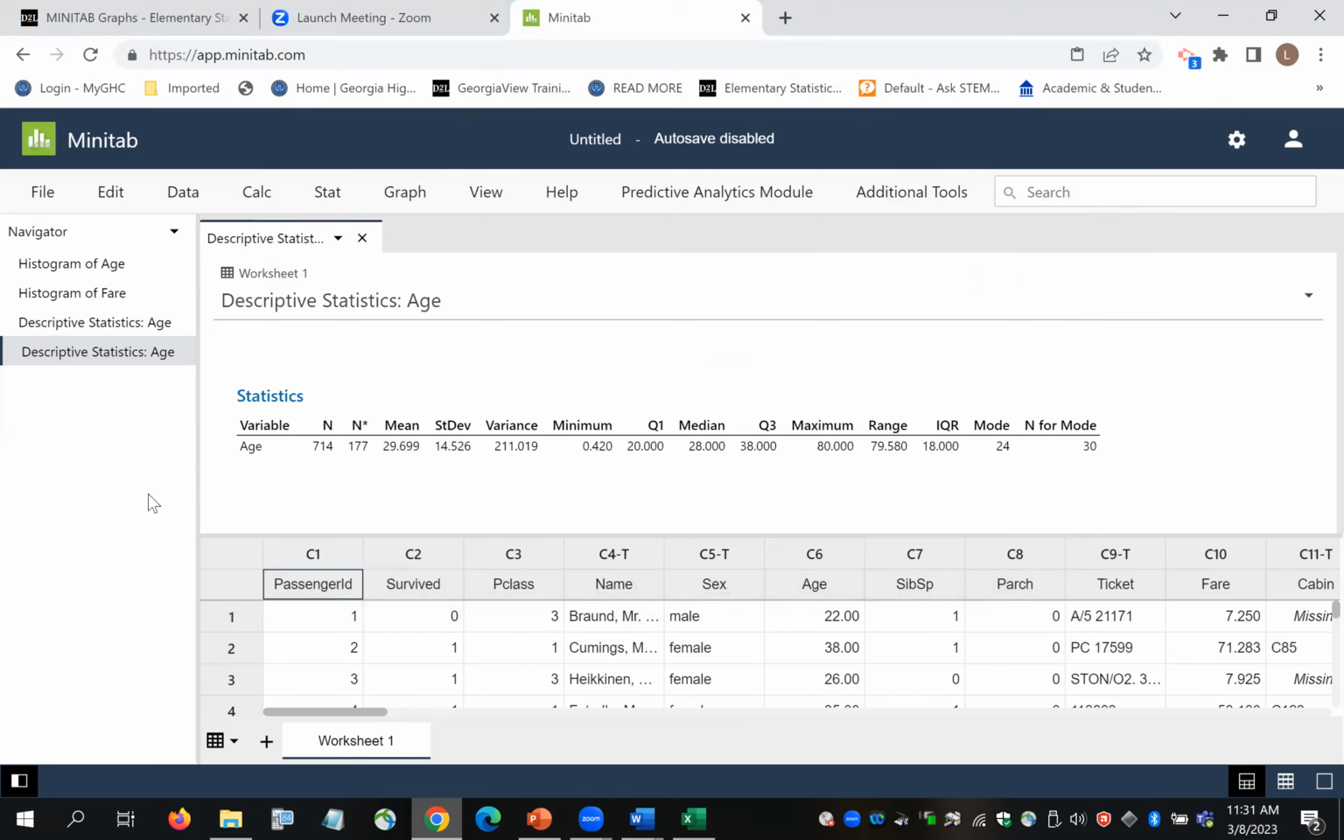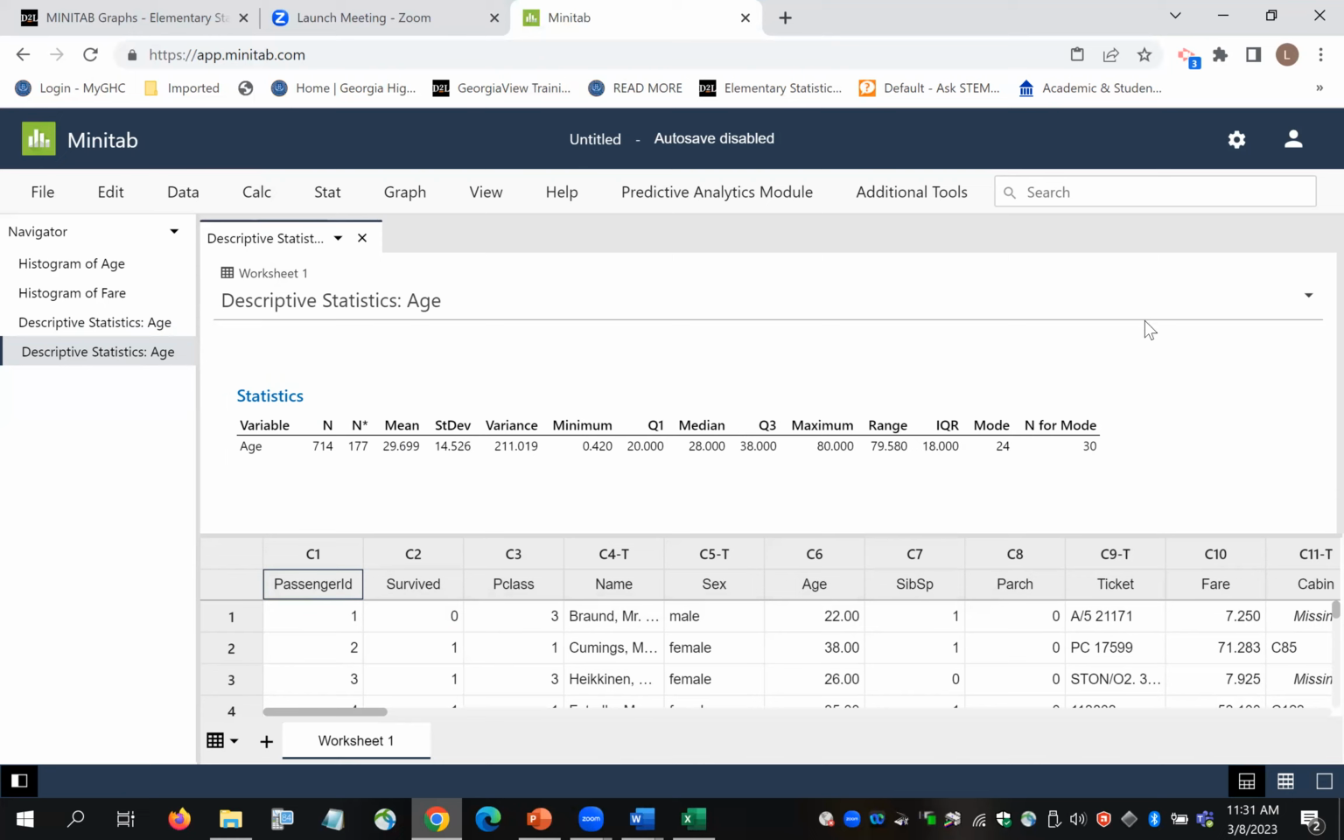Okay, Nana, you just asked me and reminded me that I said I was going to show you how to get the sample size. I now have the sample size because the sample size is 714. But I had 177 pieces of data that were missing, meaning I didn't know the age of 177 passengers.